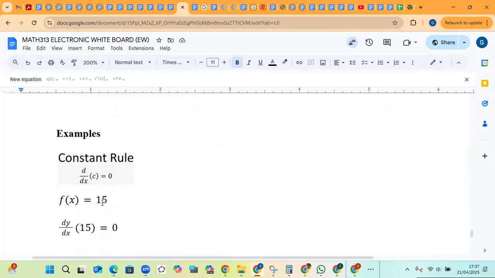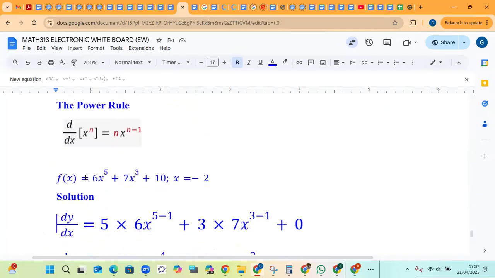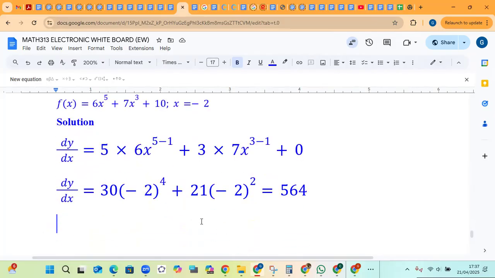If you have a function which is a number, the derivative of a number is 0. For the power rule, here you have 6 raised to the 5, 7 raised to the 3, and 10. 10 is a constant. Multiply 5 by 6 and subtract 1 from 5. Multiply 3 by 7 and subtract 1 from 3. The derivative of a constant is equal to 0, and you simply simplify.